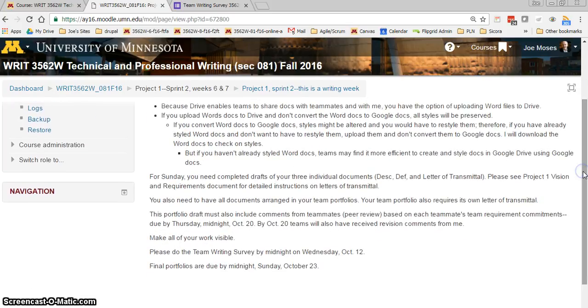For Sunday this week, you need completed drafts of your 3 individual documents, the descriptions, definitions, and letter of transmittal. The Project 1 Vision and Requirements document gives you detailed instructions on the letter of transmittal. Both letters of transmittal need to be 2 pages long, your individual ones and then the team one. They're both 2 pages, so that's a total of 4 pages.